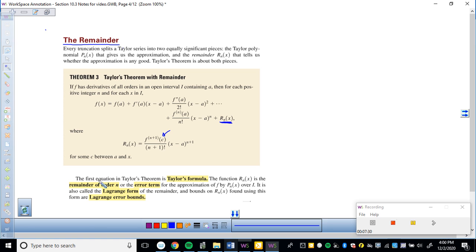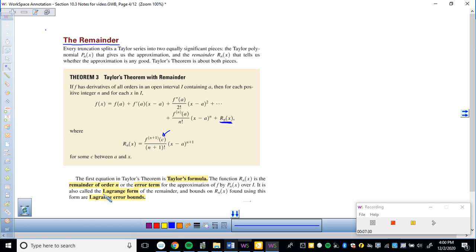So let's go through our terminology here. The first equation in Taylor's theorem is Taylor's formula. The function r sub n is the remainder of order n, or the error term. That is the next term after where we cut the polynomial off, for the approximation of f by p sub n of x over I. So that's when we are using the polynomial to approximate the function.